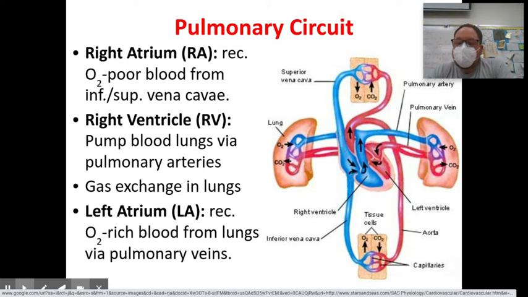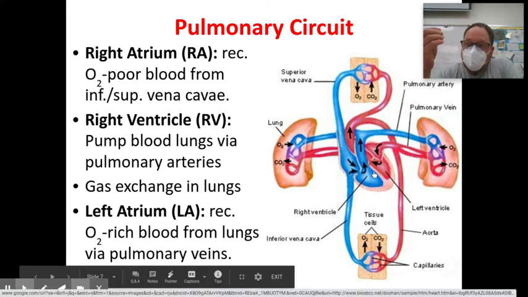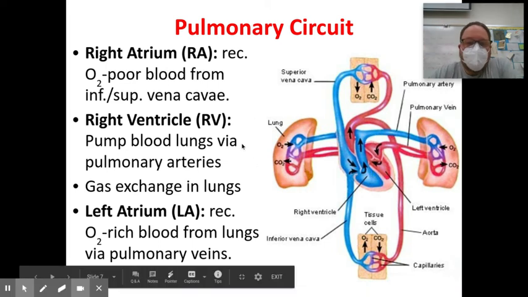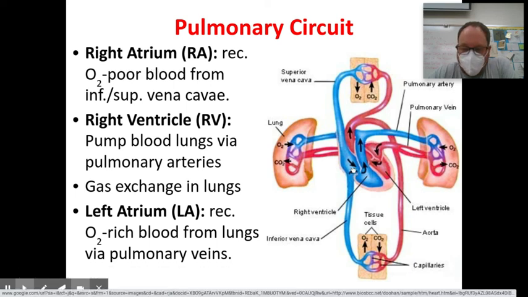Okay, what we're going to do next is discuss what's called the pulmonary circuit. Pulmo means lung. So in the pulmonary circuit, we're looking at how blood flows into your heart, out to your lungs, and back to your heart. So heart to lungs to heart. So we'll start in the atria. That's the collecting chambers, right? So the right atrium. So here we see the right atrium.